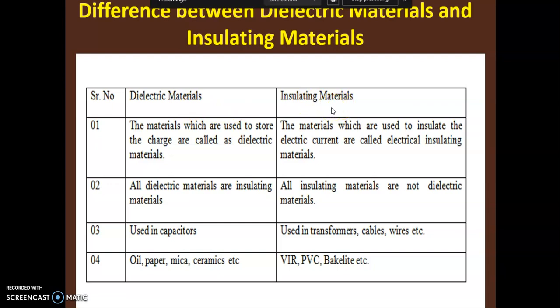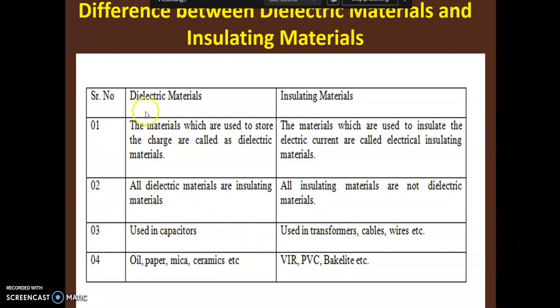So as we'll see today, we are just considering dielectric materials in this unit, and the second unit will be on insulating materials. So what is the difference between dielectric material and insulating material? Dielectric materials are insulating materials only, but there is a little difference. All dielectric materials are insulating materials, but all insulating materials are not dielectric materials.